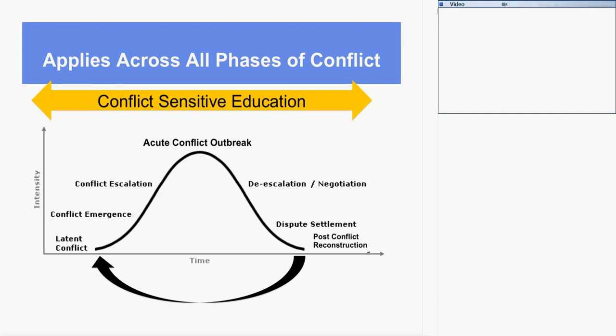The de-escalation stage is when violent and destructive conflict has subsided, but there's still political tension. The conflict reconstruction phase is when conflict has subsided and societal structures are being redeveloped. How can we provide conflict-sensitive education in the de-escalation phase?